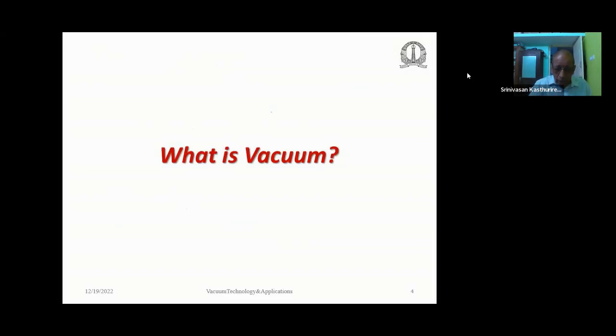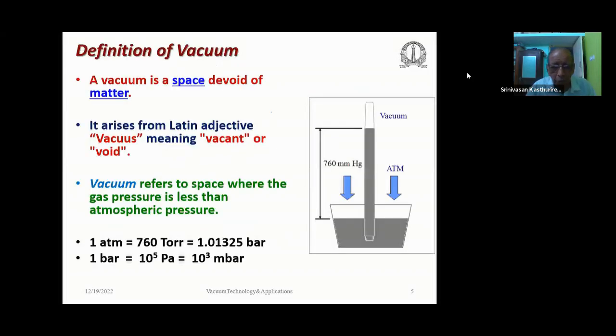Okay, let us see what is vacuum. How do you define vacuum? Vacuum actually refers to a space devoid of matter. There is no matter there. So you call it vacuum. An empty space, that is called vacuum. Okay. Now it arises from the Latin adjective vacus. It means vacant or void, empty. Okay. That's your vacuum. Vacuum therefore refers to a space where the gas pressure is less than the atmospheric pressure.